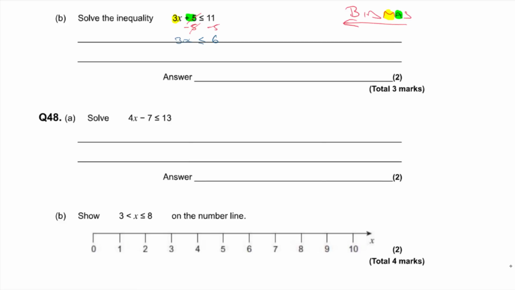Okay. Next up, I'm going to deal with the 3x by dividing both sides by 3. They'll cancel, and it will leave me with x is less than or equal to 2. And that's my final answer. X is less than or equal to 2.